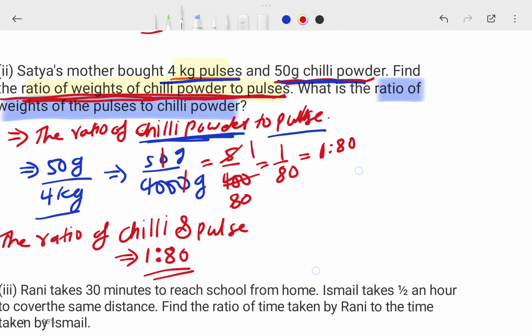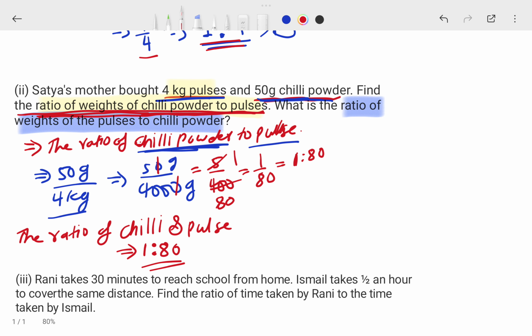The first question is clear. Now what does the next question say? It says the ratio of the weight of pulse and chili. Now we have to find the ratio of pulse and chili. So what is the weight of pulse? Pulse weight is 4 kg. The pulse weight is 4 kg.